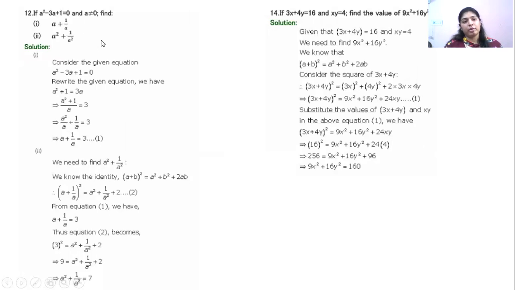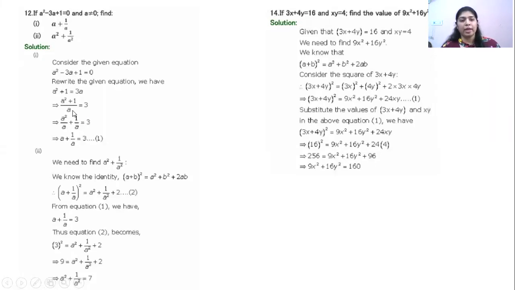Solve question number 11 by yourself. Come to question number 12. This is a quadratic equation: a² − 3a + 1 equals 0, but a is not equal to 0. And we have to find out a + 1/a. Now rewrite the given equation as a² + 1 equals 3a, and divide both sides by a. Then we'll get (a² + 1)/a equals 3a/a, and a cancels out. We are left only with 3.